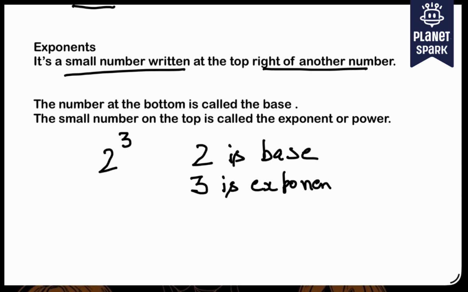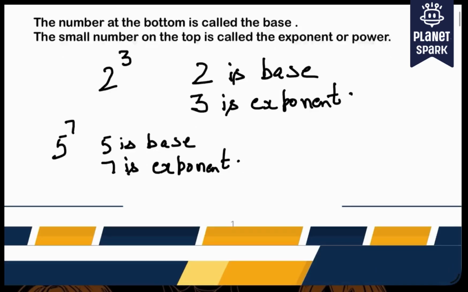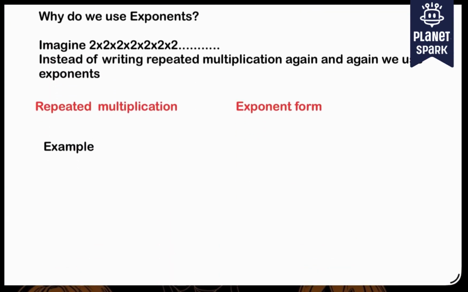Again, repeating: 2 raised to the power 3 is read as 2 is the base, 3 is the exponent. Next is 5 raised to the power 7, 5 is the base, 7 is the exponent. So remember the number which is written at the bottom is the base and which is written right above is the exponent. But why do we need exponents?